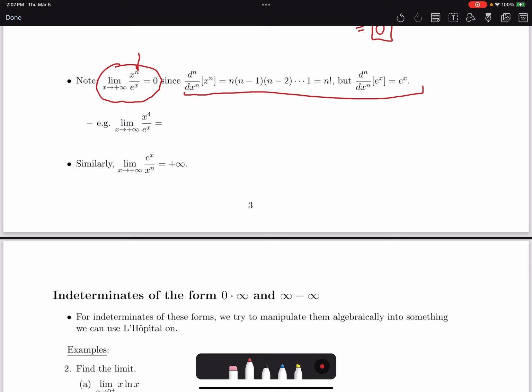For example, limit as x approaches infinity of x to the 4th over e to the x, well, we can apply L'Hopital, right? Because we've got an infinity over infinity type of situation. This is going to be 4x cubed over e to the x, which is infinity over infinity. So again, we can apply L'Hopital's rule.